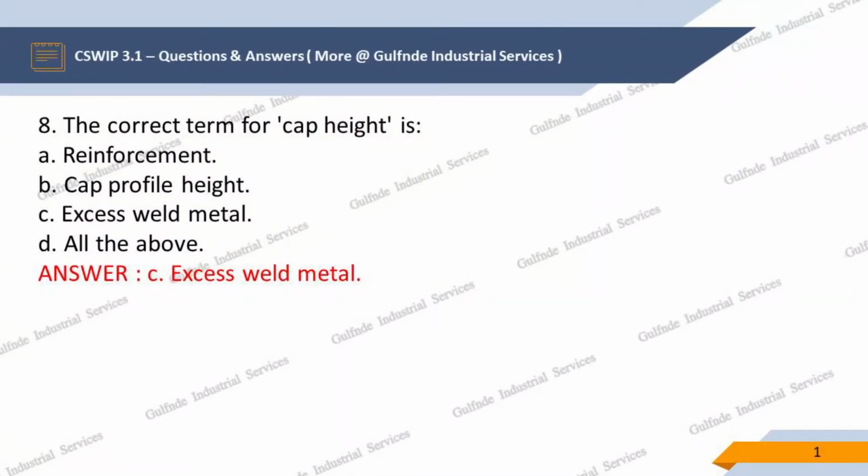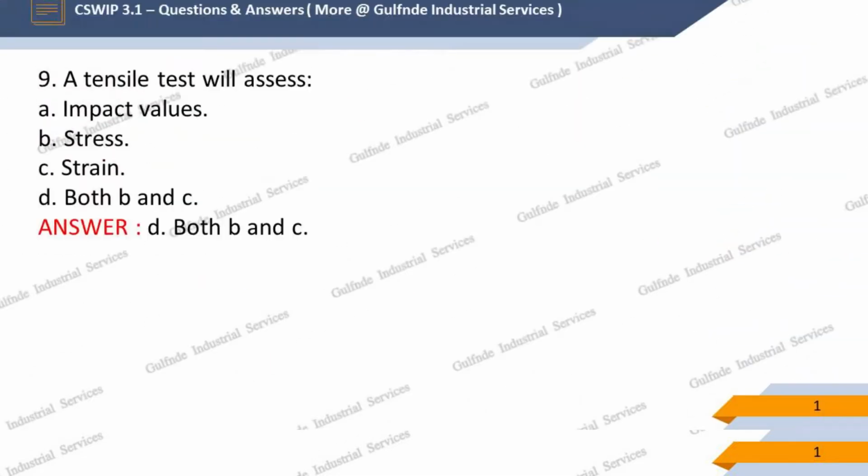Question 8. The correct term for cap height is, options are A. Reinforcement, B. Cap profile height, C. Excess weld metal, D. All the above. Our answer is C. Excess weld metal.